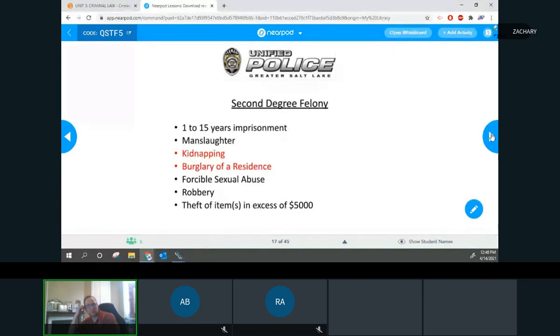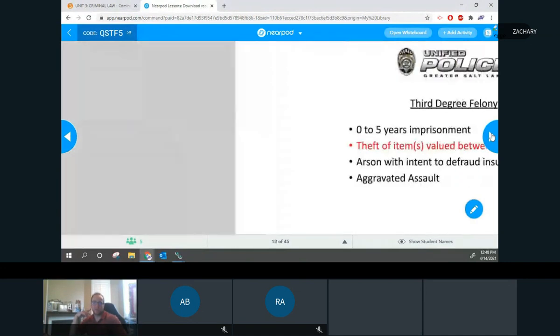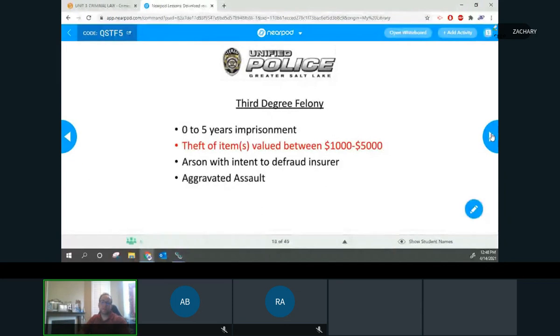Kidnapping, burglary of a residence, forcible abuse, okay? Robbery, theft of an item in excess of $5,000. Third-degree felony is 0 to 5 years in prison. A theft of value between $1,000 and $5,000. Arson with the intent to defraud an insurer, an aggravated assault.